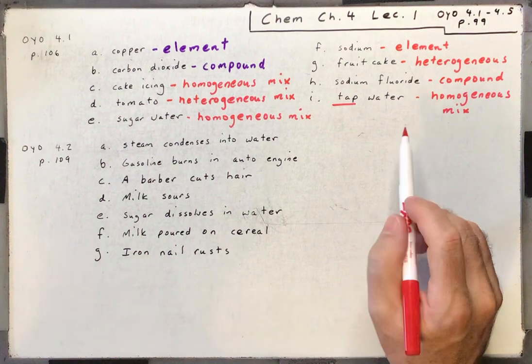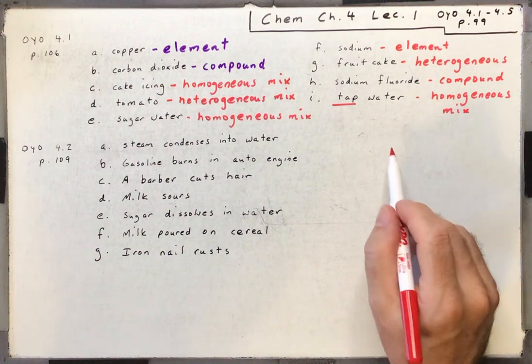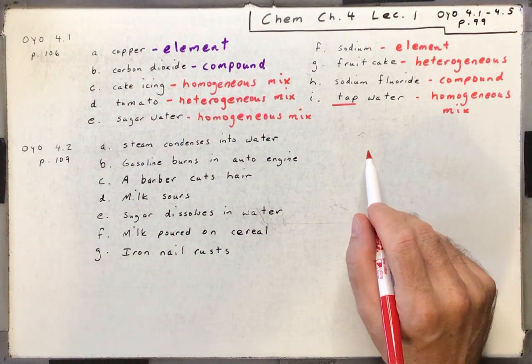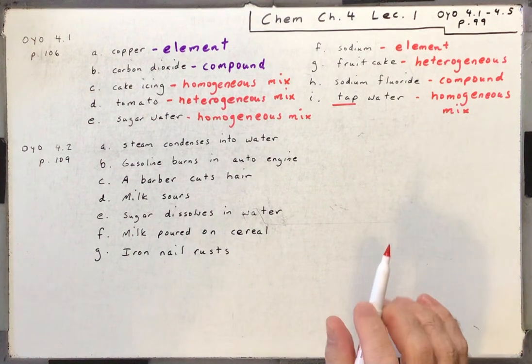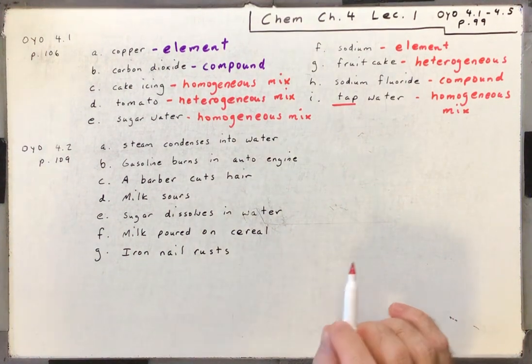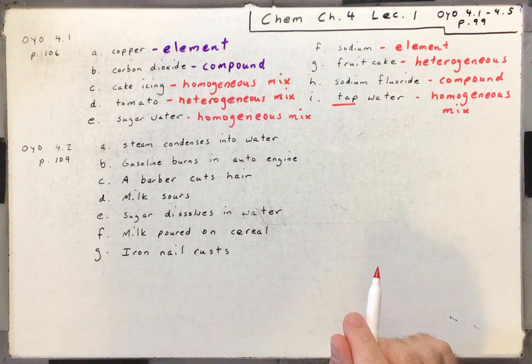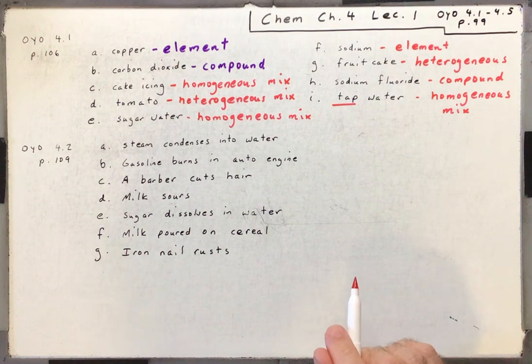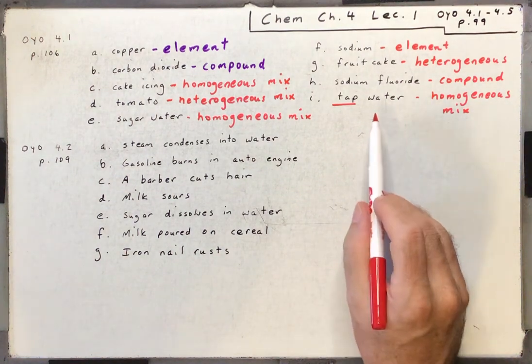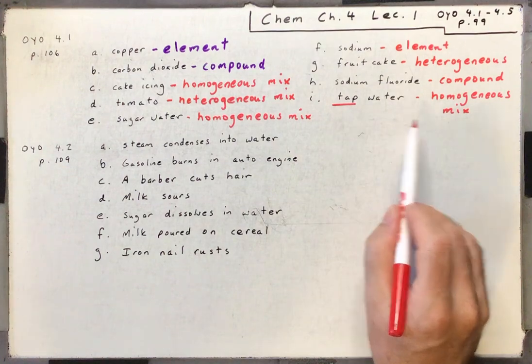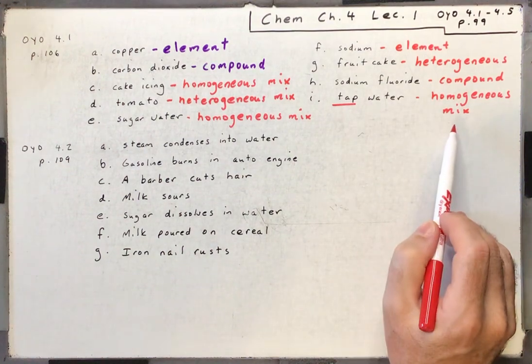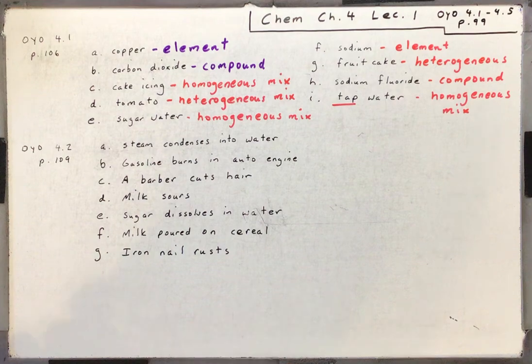And plus, the water departments, localities add fluorine, they add chlorine, things to help your teeth get stronger or to kill bacteria. So tap water is not pure water. So it would be a homogeneous mixture. Okay, moving on down the notes.